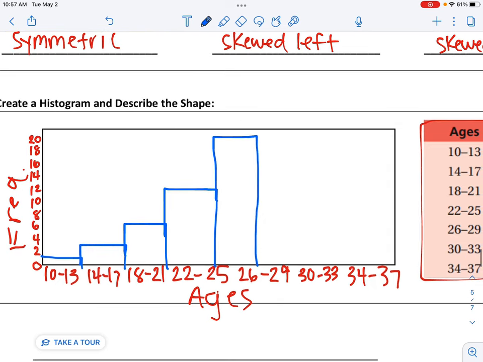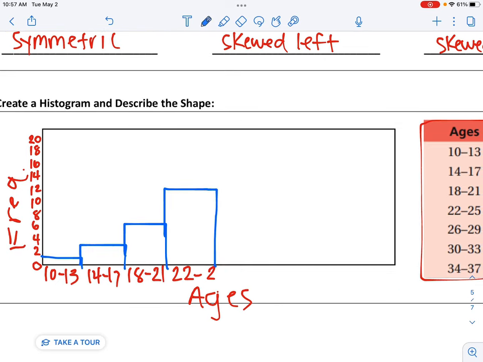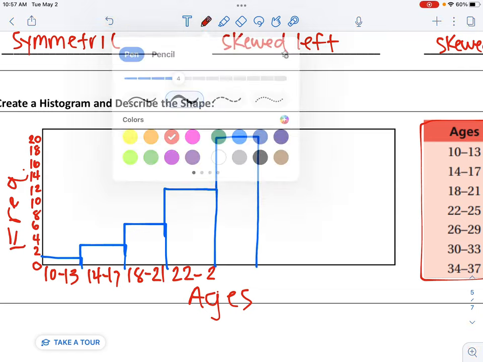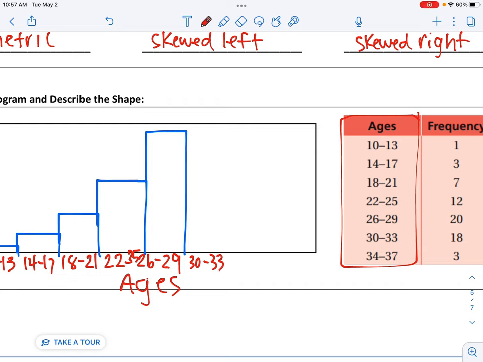Okay, see, mine's getting a little off. We're going to move some of these a little bit. Okay. Let me redo this real quick. 26 to 29. That's going to be 22 to 25. 30 to 33, and then 34 to 37. So we just won't use the whole graph.